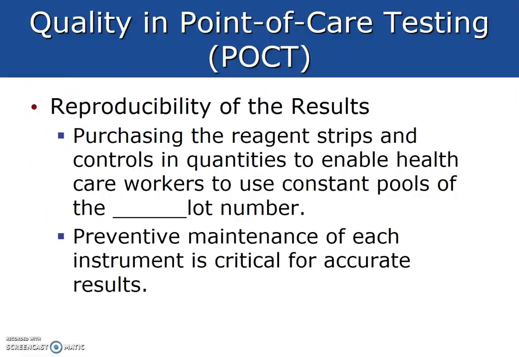Reproducibility of results: purchasing the reagent strips and controls in quantities to enable healthcare workers to use constant pools of the same lot number really helps us, because then we have the reproducibility of results, so being able to reproduce the results in order to improve our quality control. Preventative maintenance of each instrument is critical for accurate results.